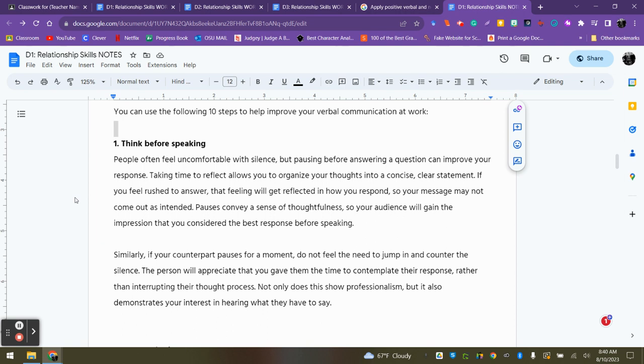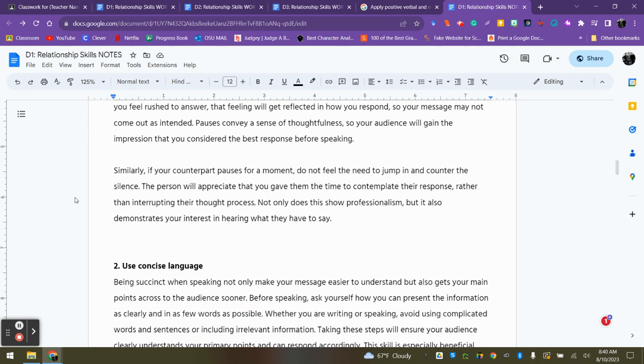Pauses convey a sense of thoughtfulness, so your audience will gain the impression that you consider the best response before speaking. Similarly, if your counterpart pauses for a moment, do not feel the need to jump in and counter the silence. The person will appreciate that you gave them the time to contemplate their response rather than interrupting their thought process. Not only does this show professionalism, but it also demonstrates your interest in hearing what they have to say.